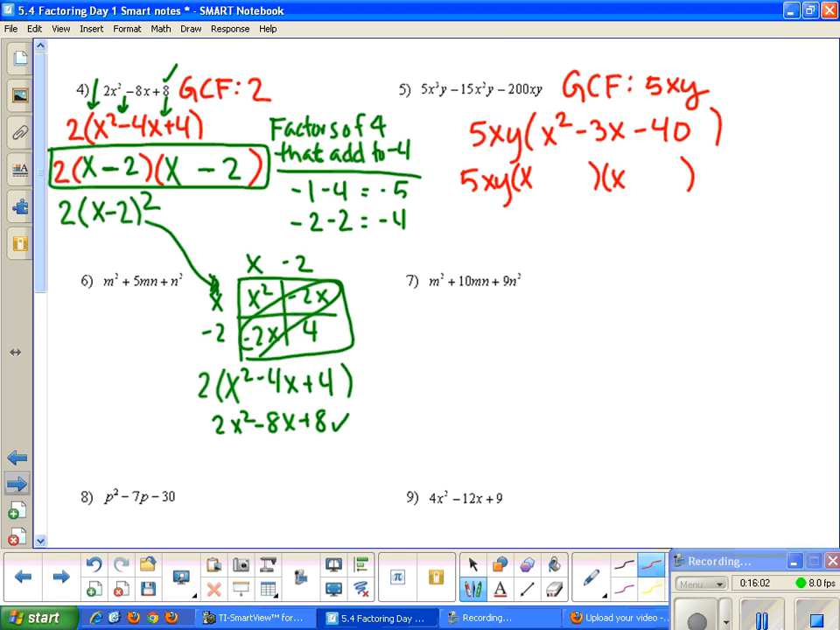Since my signs are both negative and the negative number is on the outside, I know they're going to be opposite, so a plus and a minus, because a positive times a negative is a negative. And that means that since our middle term is negative, we want our larger factor to be negative. So I need factors of 40 that add to negative 3.